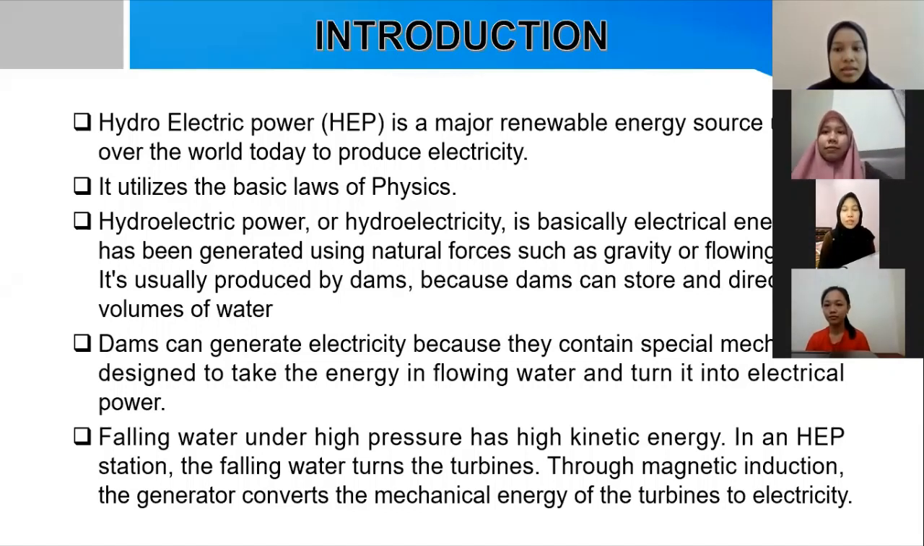Okay, untuk bahagian introduction, hydroelectric power plant is a major renewable energy source used all over the world. The basic law of physics. Hydroelectric power or hydroelectricity is basically electrical energy that has been generated using natural forces such as gravity or flowing water. It is usually produced by dams because dams can store and direct large volumes of water. Dams can generate electricity because they contain special mechanisms designed to take the energy in flowing water and turn it into electrical power.